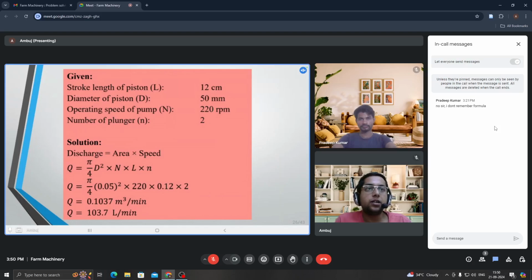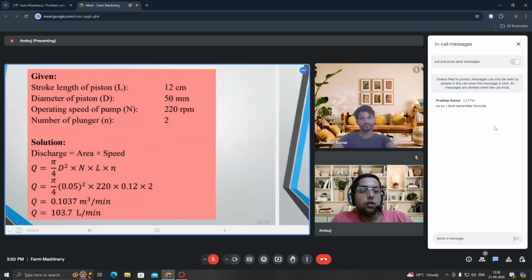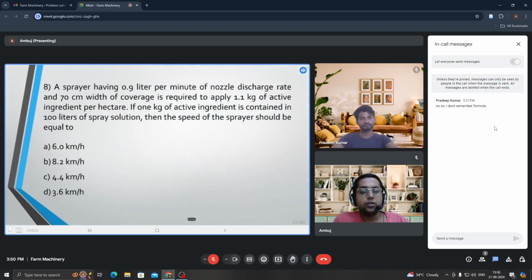Here I haven't divided by 60, that is why I am directly getting it in meter cube per minute. But the standard procedure we follow is everything in SI units, then in whatever unit the question is asking, we calculate. Directly we will get 103.7 liters per minute. Very good. Moving forward to the next question.